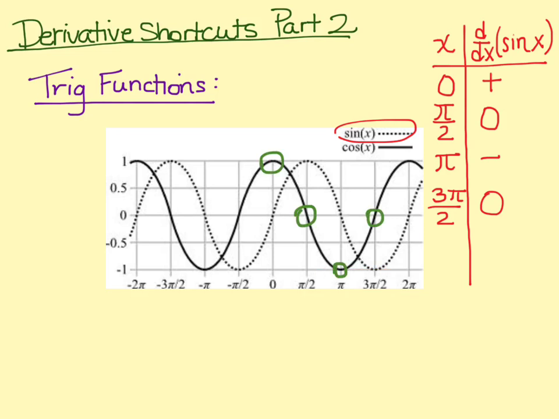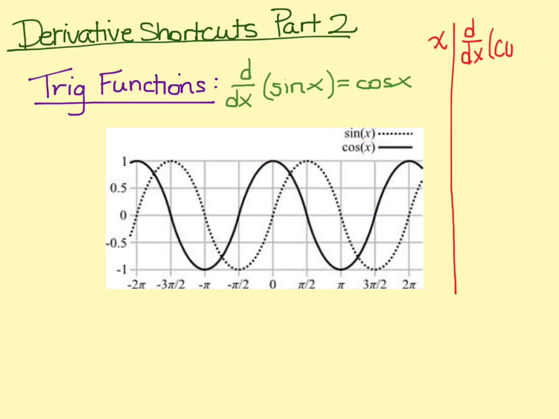So if we plot all of these points, big positive number at 0, the y value is going to be 0 at pi over 2. The y value is going to be a big negative number at pi. And the y value is going to be 0 at 3 pi over 2. We end up with the graph of cosine x. Thus we see that the derivative of sine x is cosine x.